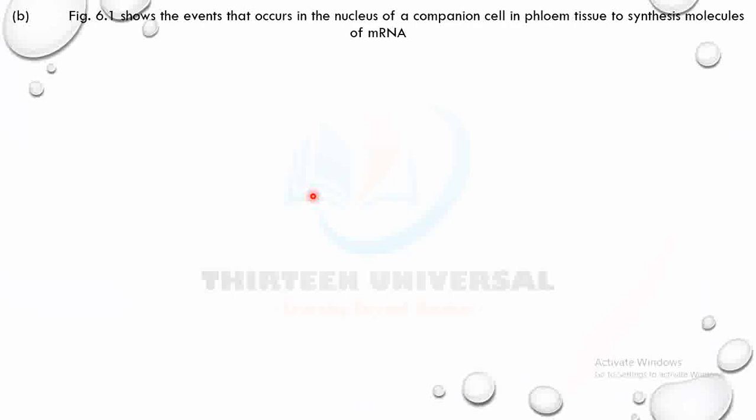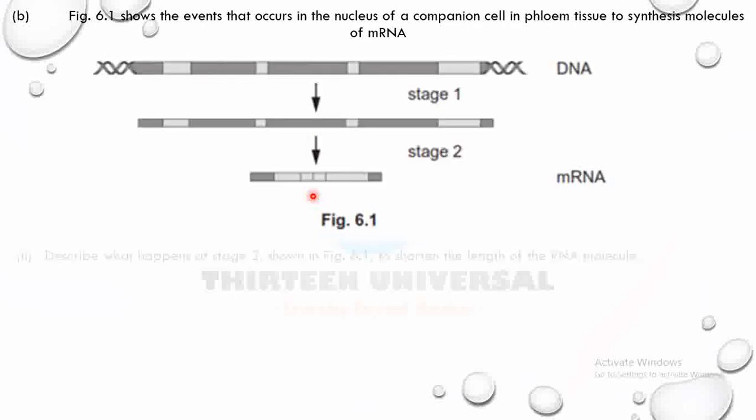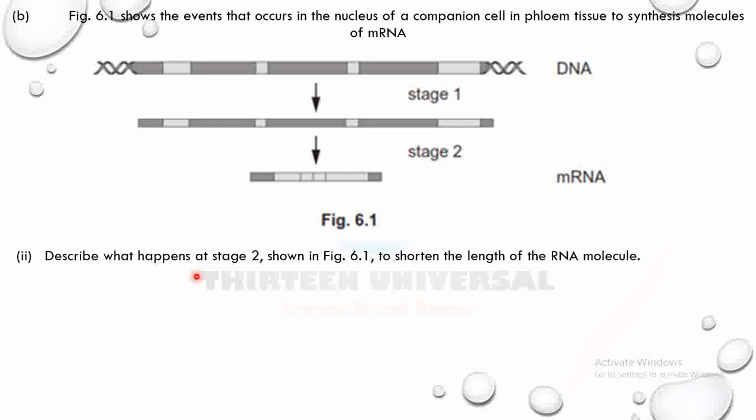The next question says, describe what happens at stage 2. This is stage 2. What's happening here? This is the primary transcript shown in Fig 6.1, and the length of the RNA molecule is shortened. So what happens to the primary transcript to shorten it?